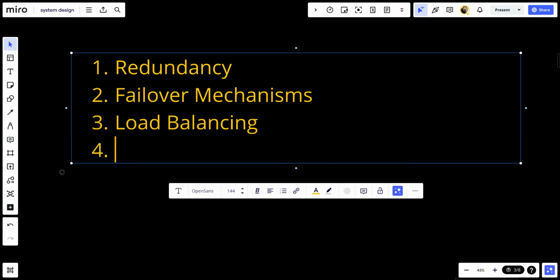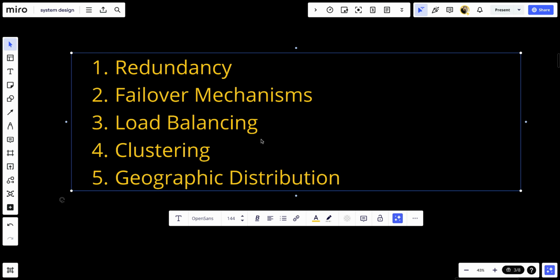Number four, clustering. Clusters of servers work together to provide continuous service. If one server in the cluster fails, the others can take over its tasks seamlessly. Number five, geographic distribution. Distributing resources across multiple geographic locations can protect against regional failures, such as natural disasters or power outages.